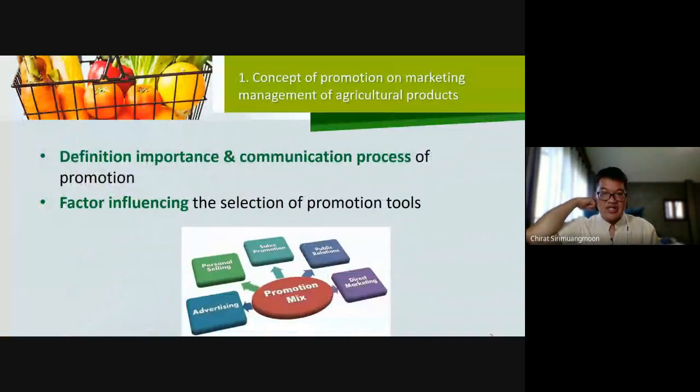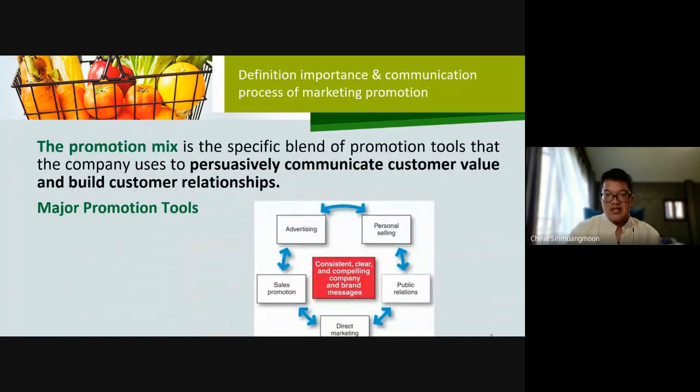The first part is the concepts of promotion in marketing management of agricultural products. I will give you the definitions, importance, and the communication process in brief. And then we're going to go through the factors influencing the selection of promotion tools. So let's talk about this first.